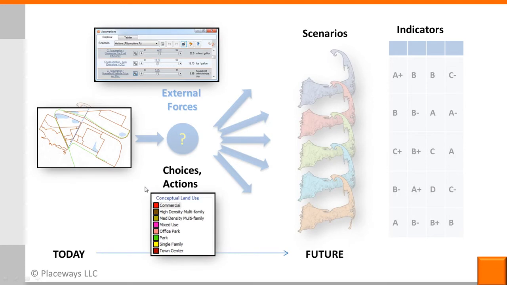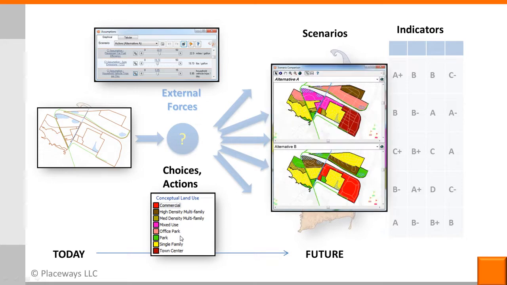Choices and actions, again, can be modeled in a number of different ways in CommunityViz. The most classic or common way is to paint or sketch future land use maps and different alternatives. How do we look at scenarios? Well, many visual ways. We look at them on the map. We may look at them in 3D. We look at them in tables and charts.